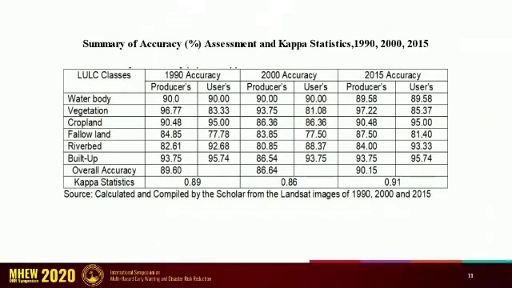Now here is the table of accuracy assessment and kappa statistics for the years 1990, 2000 and 2015. And this accuracy assessment justifies the topological error and the level of accuracy of the images which are being used in the present research study.